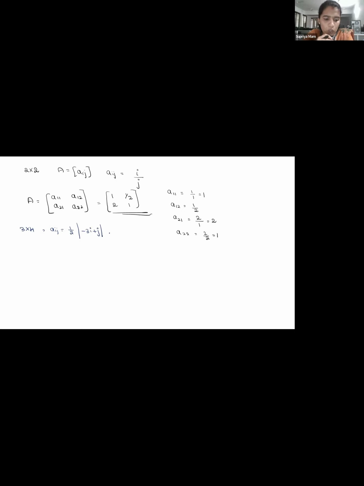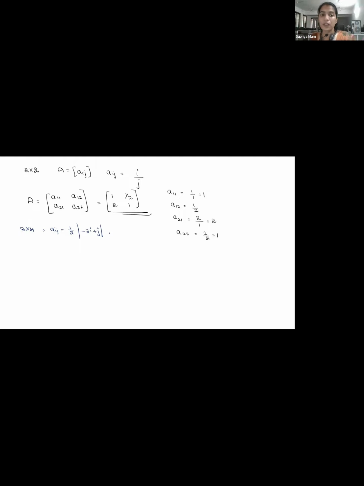Modulus, hope you know the definition. Mod x is x if x is greater than or equal to 0, and minus x if x is less than 0. The definition is not needed here. Modulus of minus 5 is plus 5. Modulus is used to ignore the negative sign, or to take the absolute value of the real number or the function, whatever it be. So modulus of 3 is 3, and modulus of minus 2 is 2. Use that concept and identify the values.